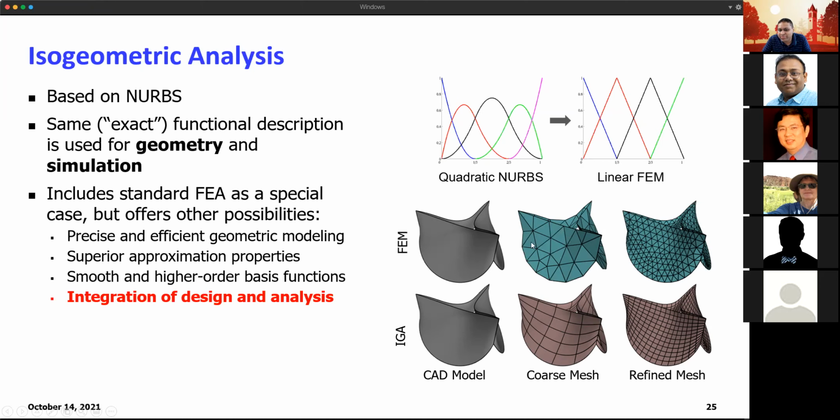So in the image in the middle you see here, in finite element analysis, especially if you are using linear finite elements, you approximate it with linear triangles. So the geometry might not be accurately captured in the final analysis. On the other hand, with IGA, you see that even a coarse mesh can represent the valve much more accurately.